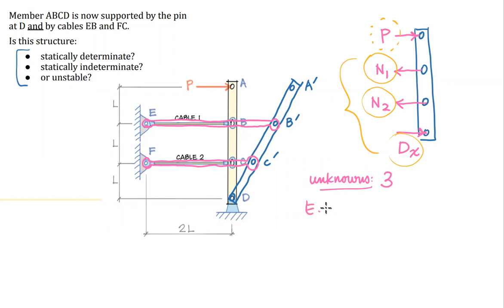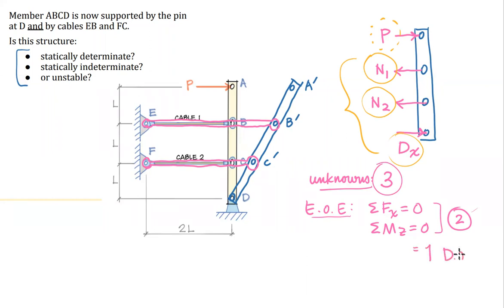How many equations of equilibrium do we have? Just as before, we have summation of forces in the X direction equals zero, and summation of moments about any z-axis equals zero. That is two equations. Three minus two equals one, that is my degree of indeterminacy. So the answer to this problem is that we are statically indeterminate to the first degree. We will need to write a deformation compatibility equation in order to solve for our unknowns.